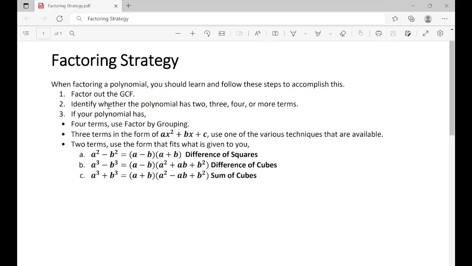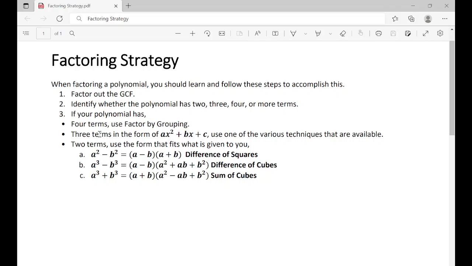Second, you need to identify whether the polynomial has 2, 3, 4 terms, or even more terms. But for the sake of this, we're focusing on whether it has 2, 3, or 4 terms. So you need to do that after you factor out the GCF. Once you have figured that out, you need to figure out which technique to use. So if your polynomial has 4 terms, you need to use factor by grouping. That's what must be done for a 4-termer.